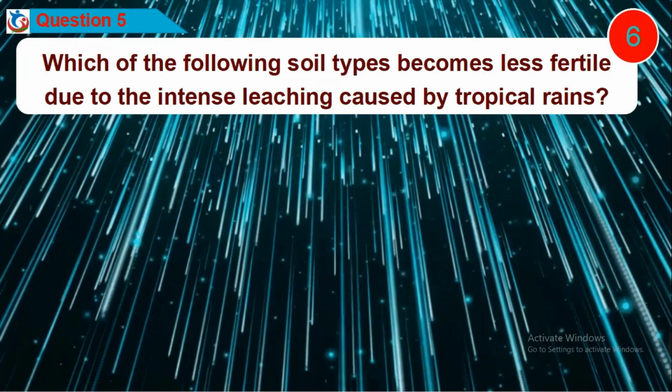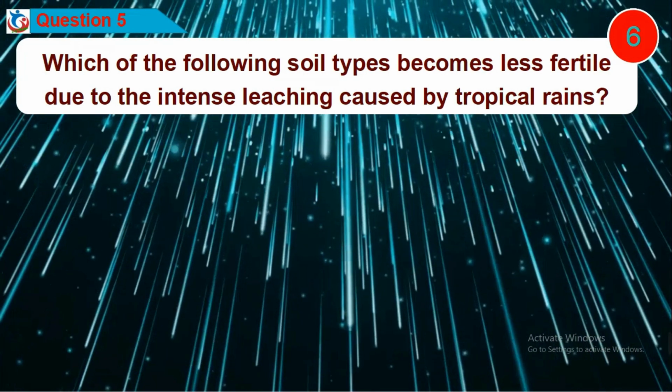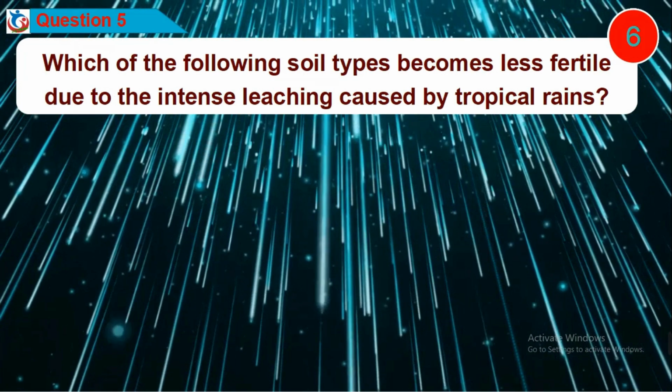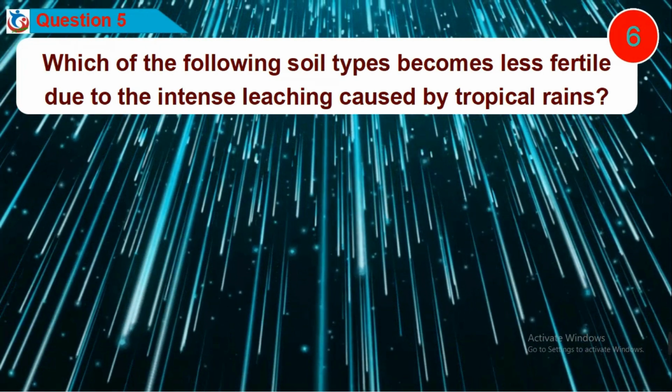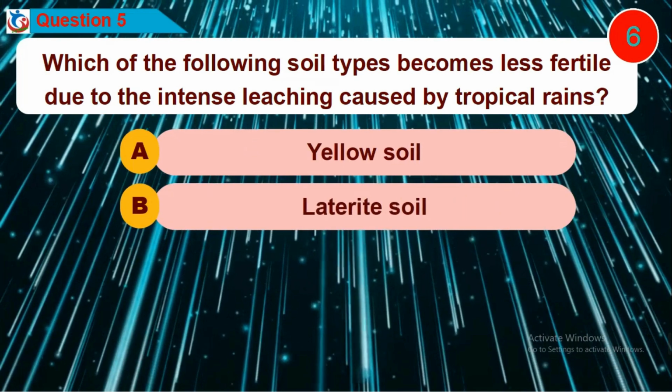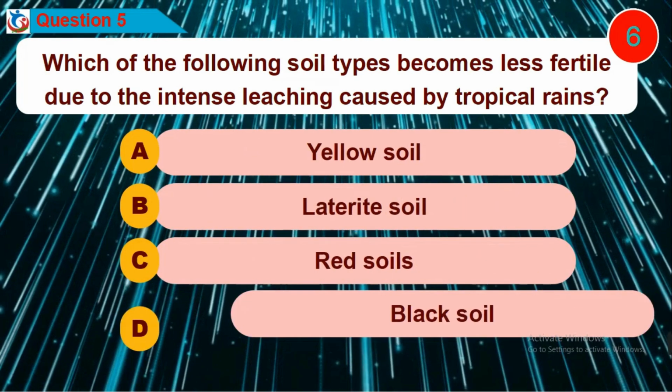Question 5. Which of the following soil types becomes less fertile due to the intense leaching caused by tropical rains? Is it option A, B, C, or D?